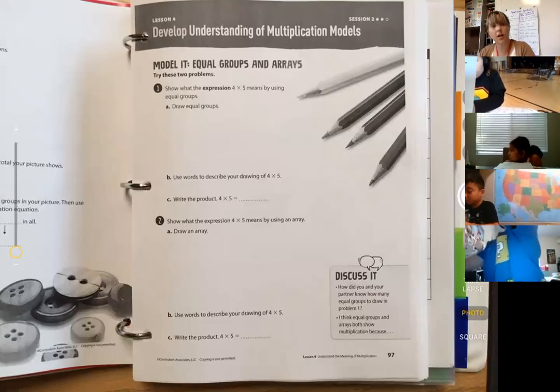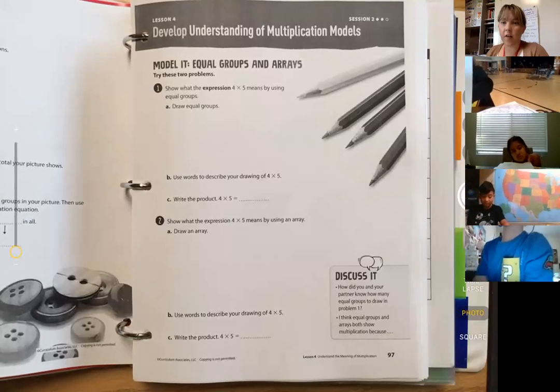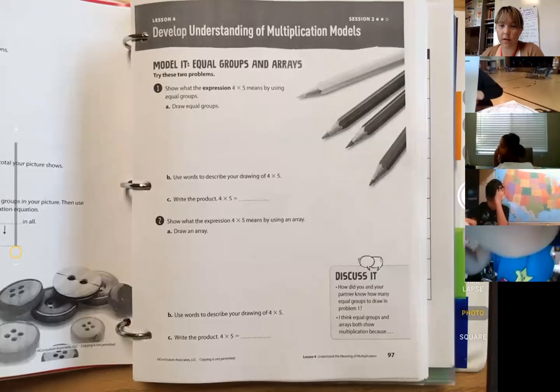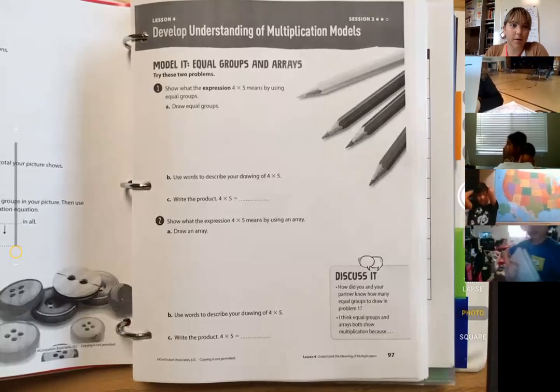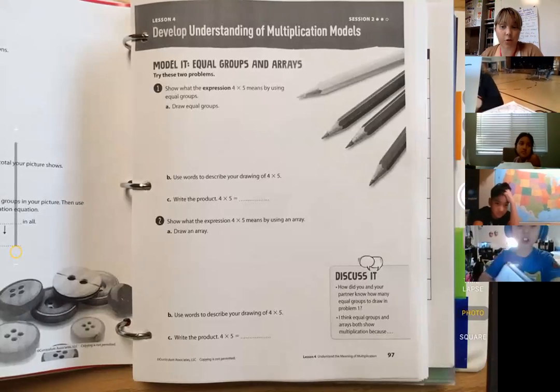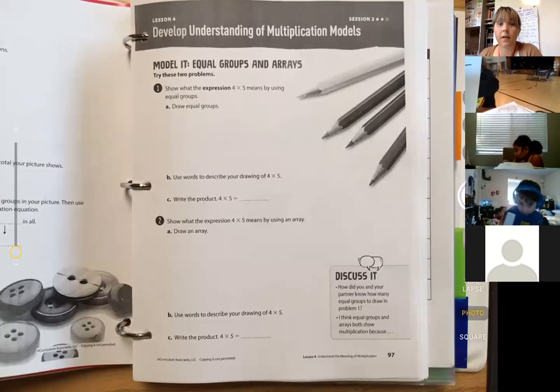Yesterday, we started talking about multiplication, right? And we talked about how there's two factors. That's your numbers. Your first number is the number of groups. Your second number is how many in each group. And your final answer is the product. Today, we're going to talk about ways you can model or show multiplication.